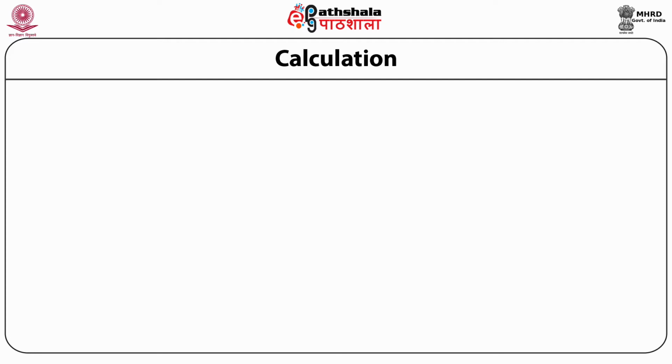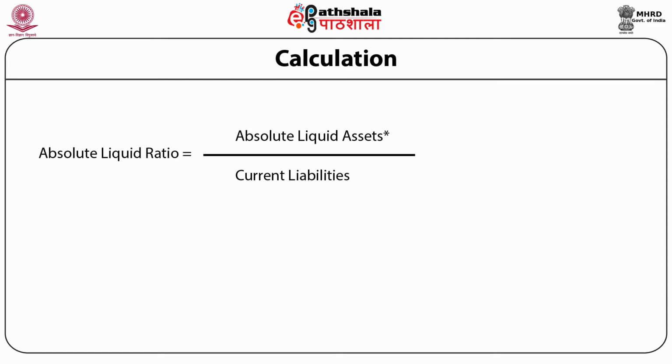Now we'll see how absolute liquidity ratio is calculated. For calculating absolute liquidity ratio, we use this formula. Absolute liquidity ratio is equal to absolute liquid assets divided by current liabilities. Absolute liquid assets include cash in hand, bank, plus short-term securities.